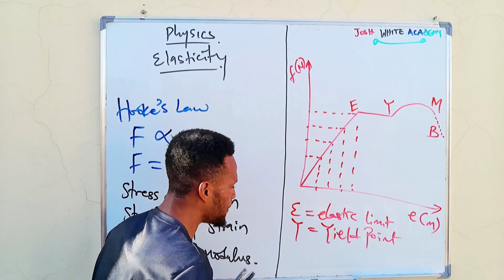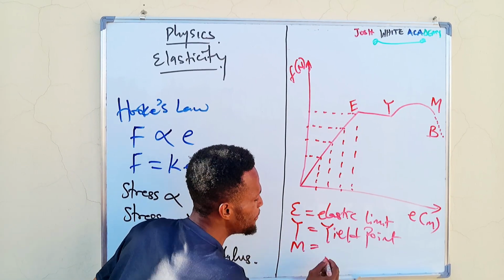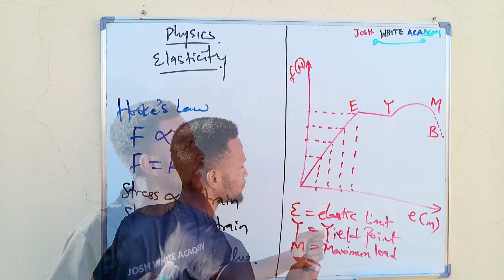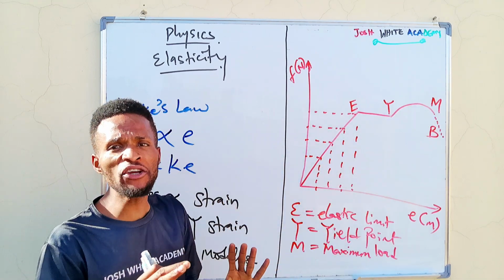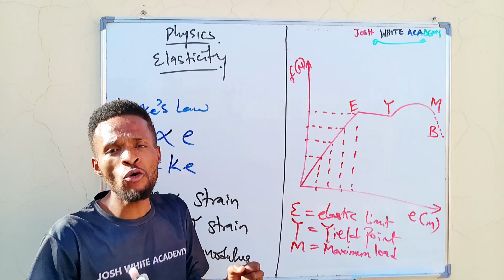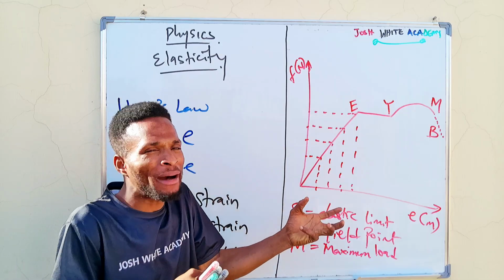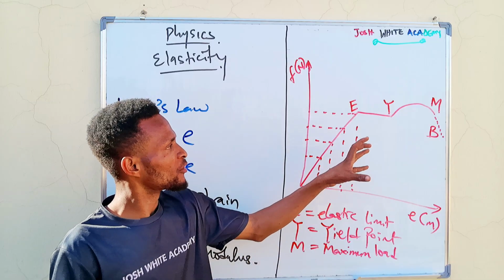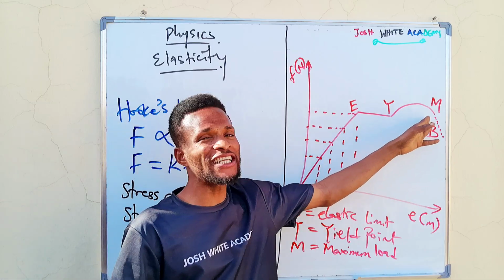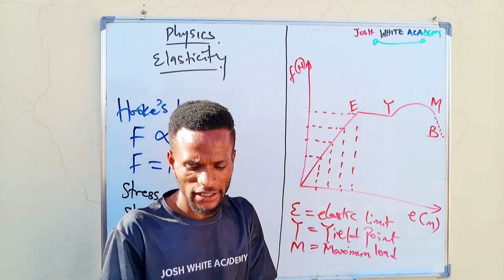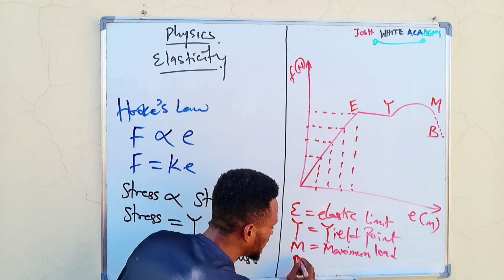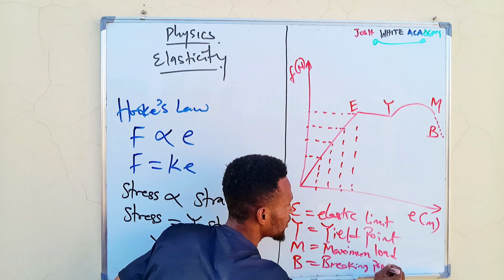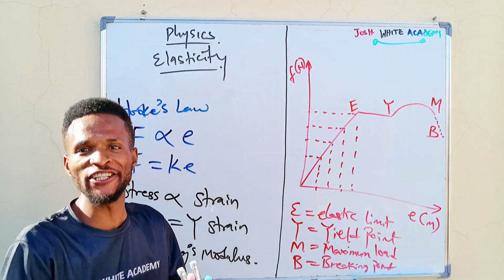Then we have our M. Our M is the maximum load. Our maximum load reveals the highest level of force that an elastic material can bear. If force more than this maximum load is added, the object will experience a B, which is called the breaking point. That elastic material is torn apart.